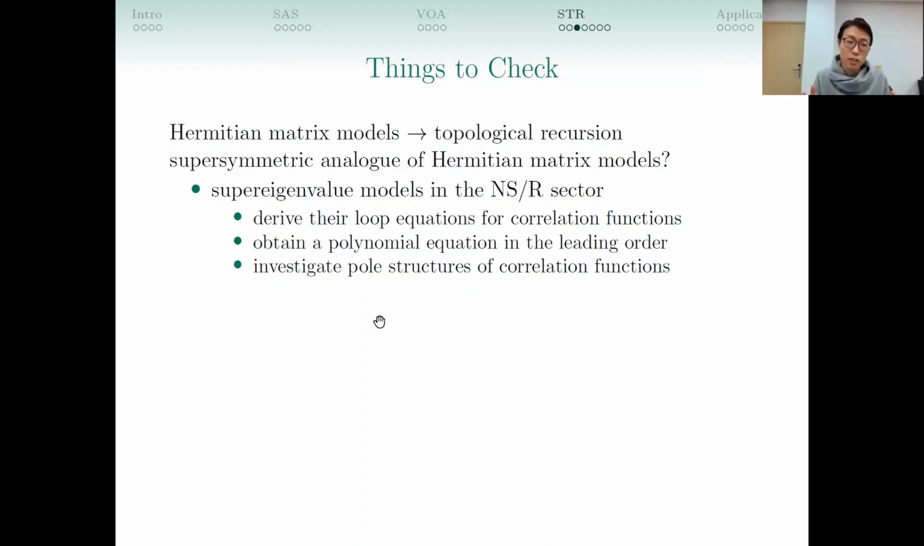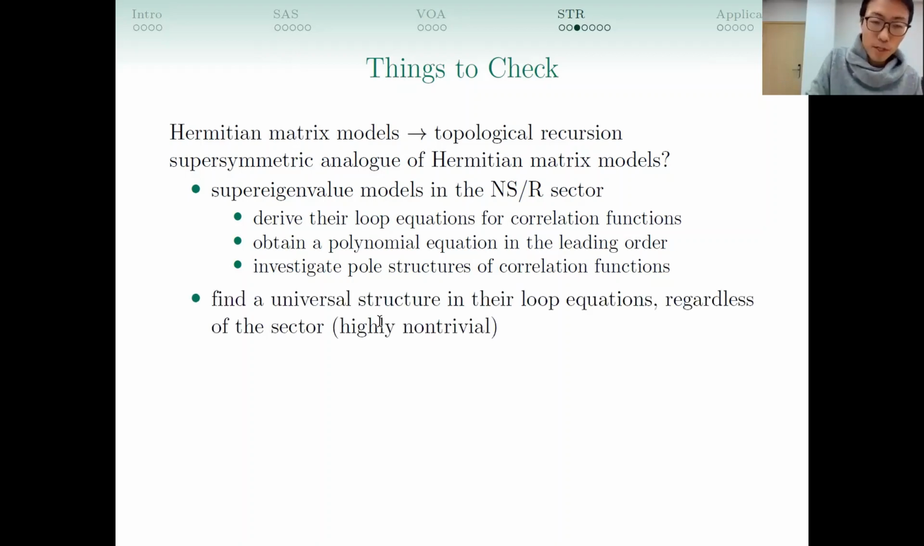And now we have a spectral curve for each model. And you can ask, what is the core structure for correlation functions? And you can investigate that by utilizing the super loop equation. All right, but this is fine. You have a specific model, you can compute something, and you can try to find the recursion. That's not so difficult. A non-trivial part of this work is to find a universal structure in their loop equations, regardless of the sector. And this part was a little tricky.